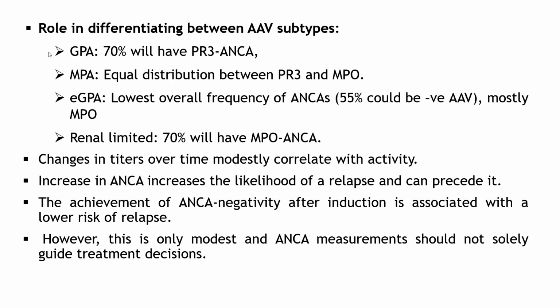So what is the role of the ANCA assay in differentiating between ANCA-associated vasculitis subtypes? In granulomatosis with polyangiitis, 70% of them will have PR3 ANCA. In microscopic polyangiitis, there is equal distribution between PR3 and MPO, and eosinophilic granulomatosis with polyangiitis, the Churg-Strauss disease, has the lowest overall frequency of all ANCAs. In renal-limited vasculitis, 70% will have MPO ANCA.